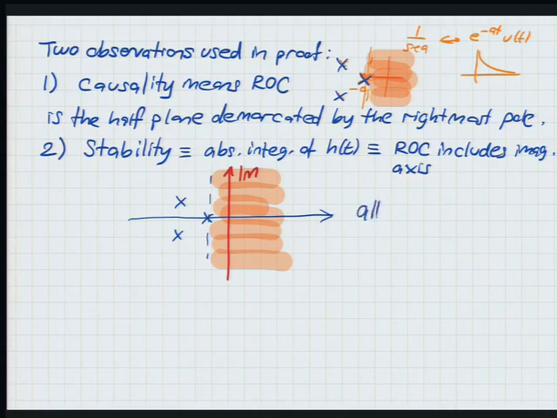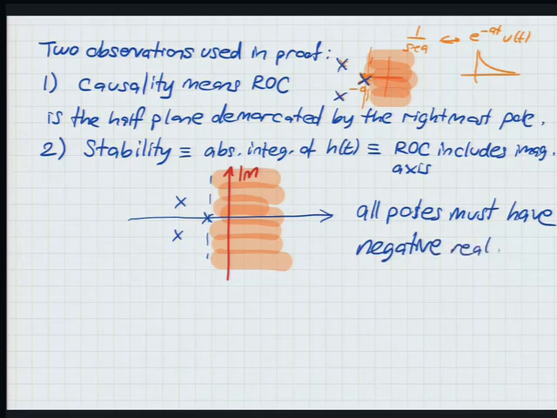All poles must have negative real parts. Okay? So we have a simple stability test. I look at the poles. Are they all in the left half plane? If they are, stable. If not, not stable. So let's talk about some examples.